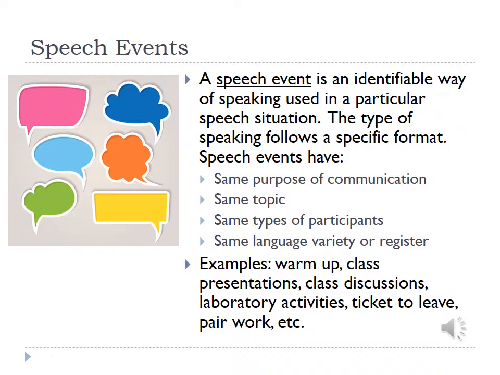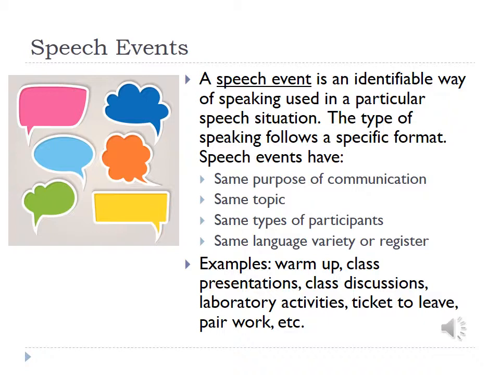Speech event is a term that was introduced by a linguistic anthropologist, Dell Hymes, and has been used by many anthropologists to look at the ways language is used across different types of contexts. Hymes was instrumental in bringing an anthropological lens to schools and classrooms, and how children are socialized to use language in particular ways. A speech event is an identifiable way of speaking used in a particular speech situation.